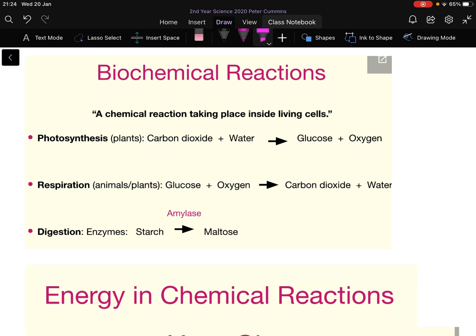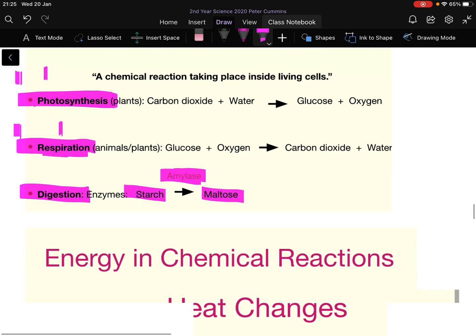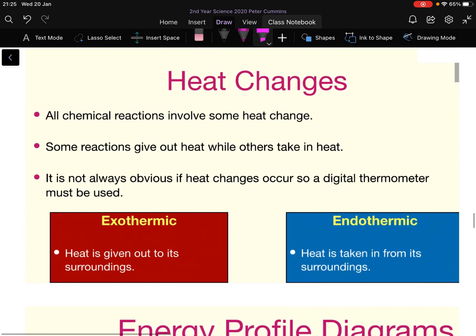Last little bit. A chemical reaction takes place inside living cells. So a couple of examples of chemical reactions that happen inside living cells. You have photosynthesis, the way plants make food. You have respiration. You'll notice that this one here is the backwards version of this one here. So photosynthesis and respiration are backwards versions of themselves. And the last one is digestion, where amylase breaks down starch, as I mentioned before, starch to maltose. Okay. All right, promise last little bit.